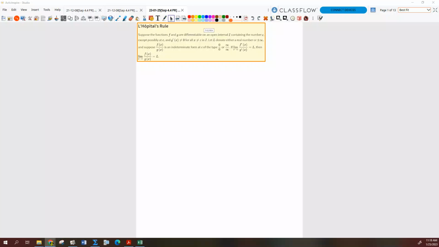For today, I want to show you guys something cool. It's not real difficult stuff, but it's extremely useful in calculus. It's called L'Hopital's rule.